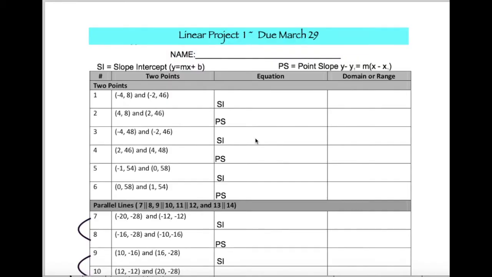In this video, I'm going to walk you through the linear project number 1, which is due Friday, March 29th. And I'm going to go in an order that I think is most manageable for me. You can either follow my instructions or do it your own way, but if I were going to do this project, this is the way I would do it.